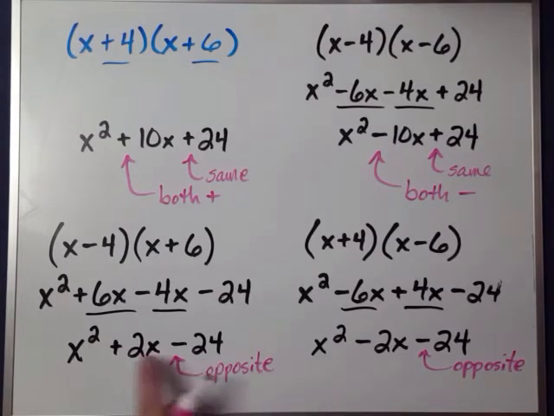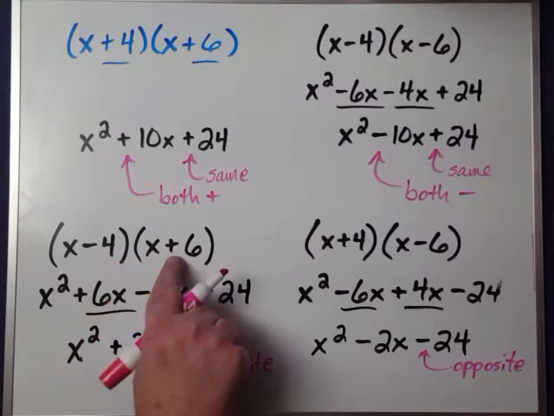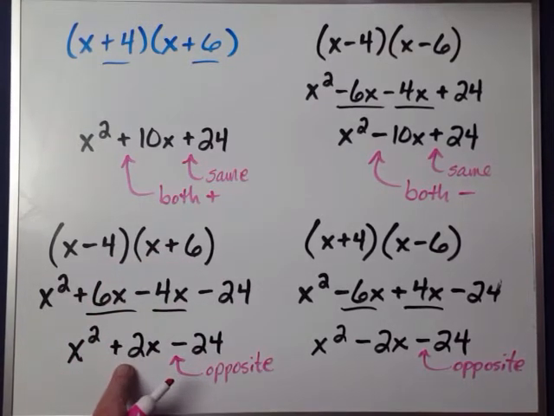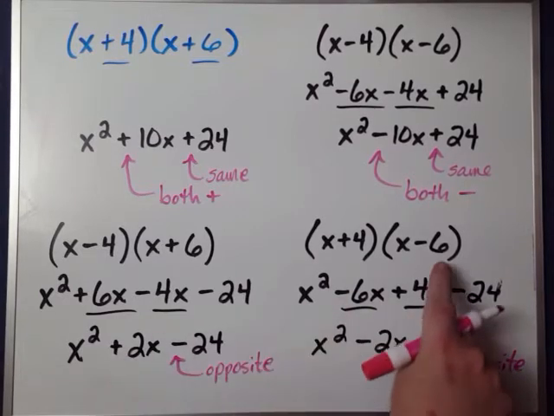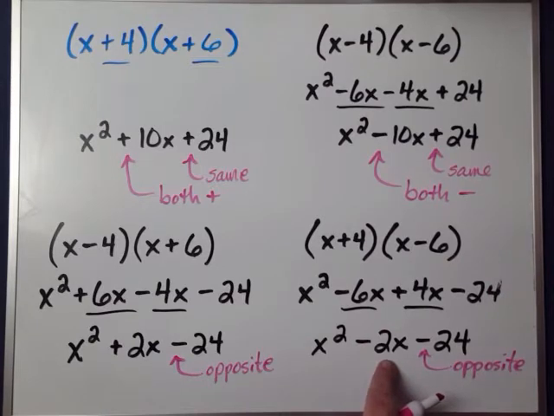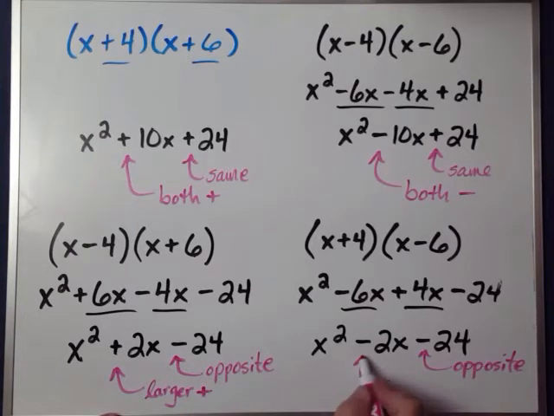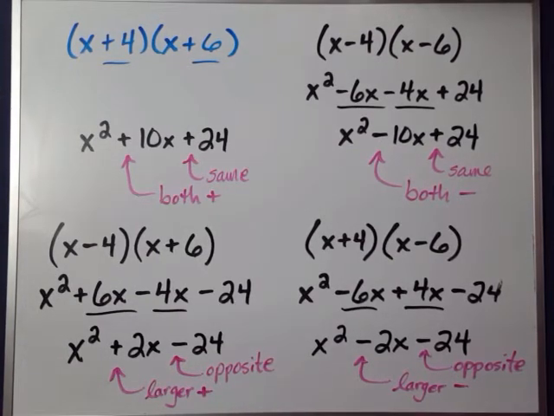And in fact, if the sum of those two numbers is positive, then I know what? The larger of those two absolute values had to be positive. 6 is bigger than 4. It was positive. That's why we ended up with a positive 2x. Over here, 6 is bigger than 4. The 6 was negative. That's how we ended up with a negative 2x. So this will tell me that, in fact, the larger of those two numbers I'm looking for will be, in this case, positive. The larger of the two will be negative.